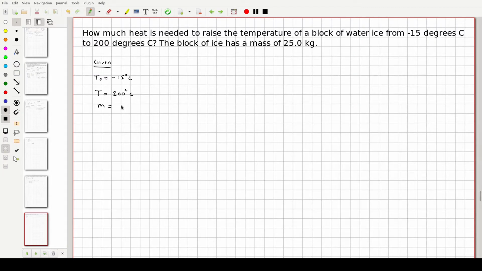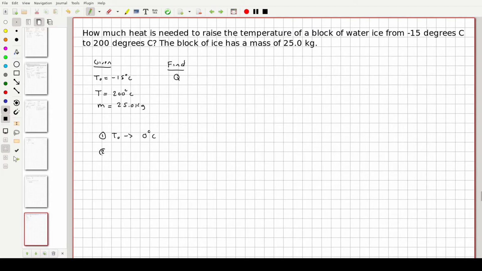I have a total of 25.0 kilograms of water. I am trying to find Q, how much heat is needed. Now here's the deal. For step 1, what we're doing is we're going from our initial temperature to 0 degrees Celsius. So we're raising it up to the point to where it starts to melt.